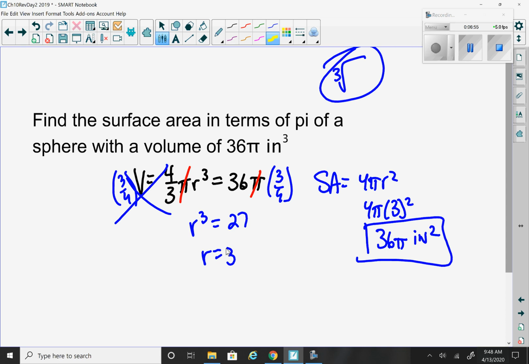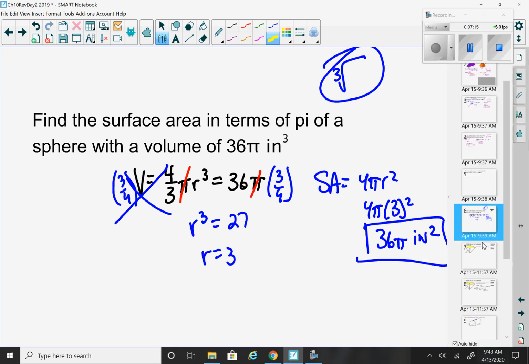So again, I set 36 pi equal to 4/3 pi r cubed, the volume of a sphere. The pi's canceled out, multiplied by the reciprocal. Again, I still got a radius of 3. So then when I plug that into my surface area formula, 3 squared is 9. 9 times 4 is 36. I get 36 pi. So that one's pretty easy, and I'm guessing there'll be one like that on our assessment.